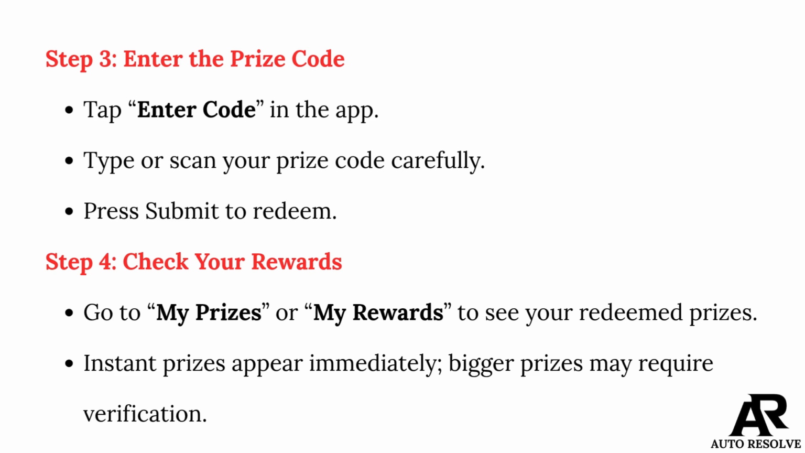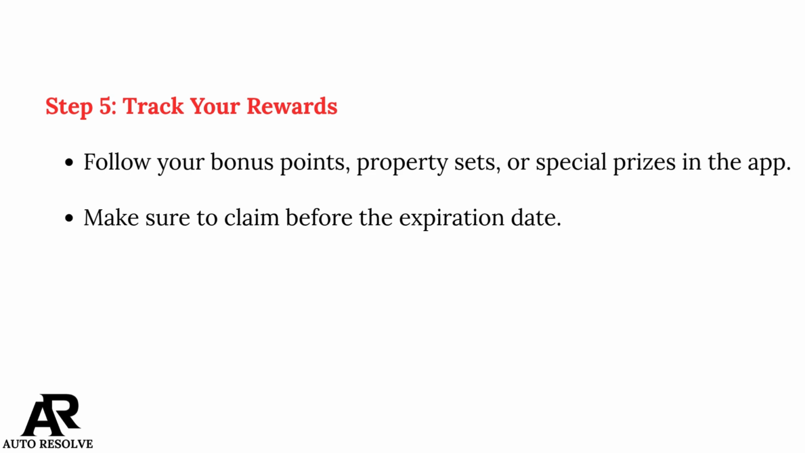Step 4. Check your rewards. Go to My Prizes or My Rewards to see your redeemed prizes. Instant prizes appear immediately. Bigger prizes may require verification. Step 5. Track your rewards. Follow your bonus points, property sets, or special prizes in the app. Make sure to claim before the expiration date.